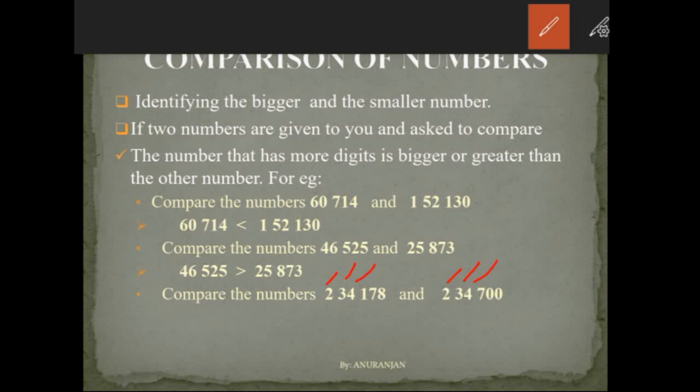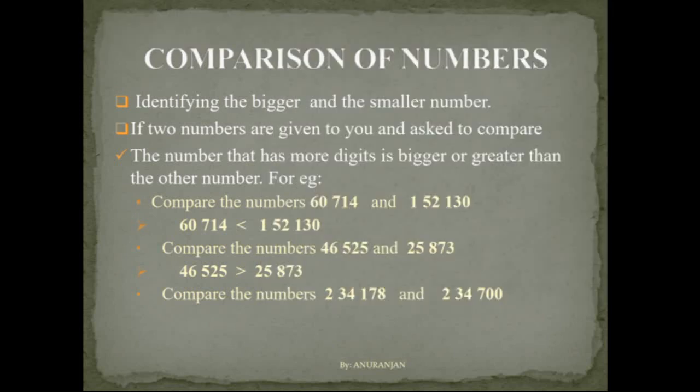Here again we have 4 and we have 4 here. So we keep on shifting to the right until we get a digit to compare. So here we have 1 and here we have 7. So clearly you can see 7 is greater than 1. So we can come to the conclusion that 2,34,700 is greater than 2,34,178.